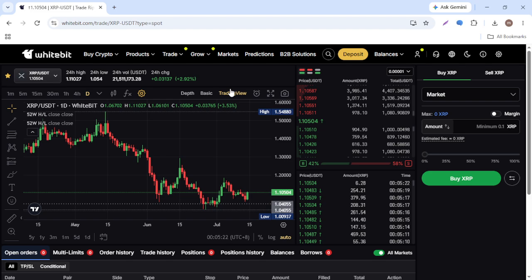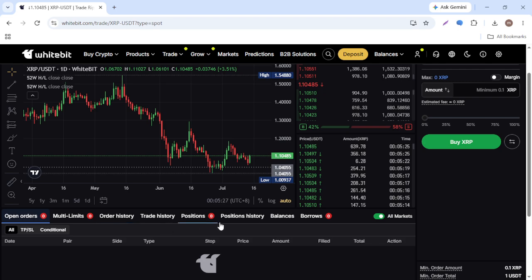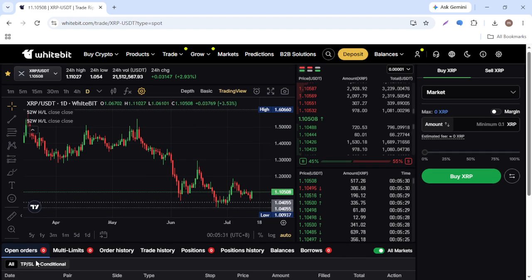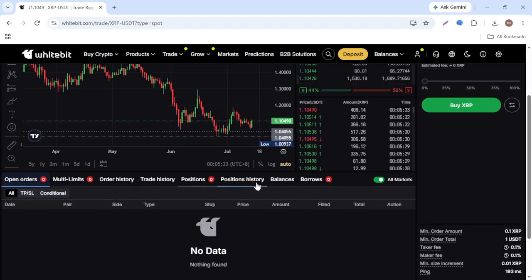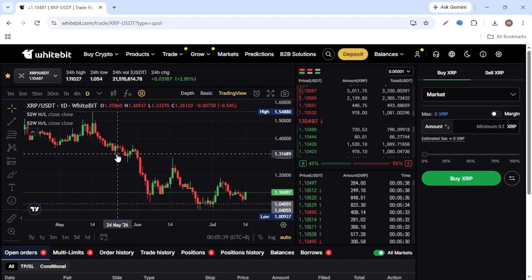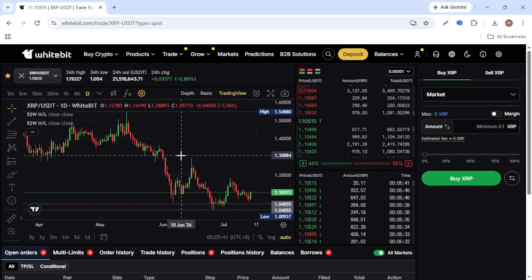throughout the day. As you continue exploring the trading page, you can also review additional information such as the order book, recent trades, and price chart. These tools work together with the market statistics to provide a more complete picture of current market conditions. And that's how to check market statistics on WhiteBIT.